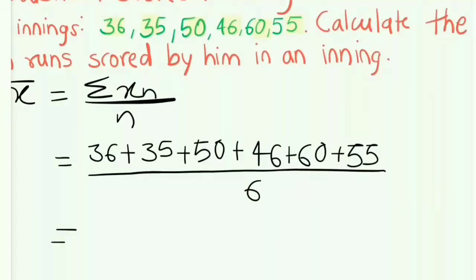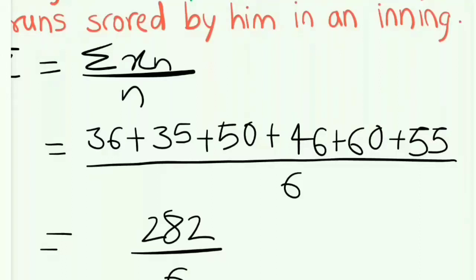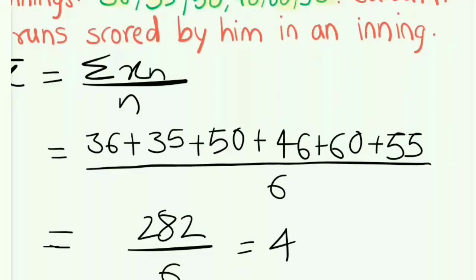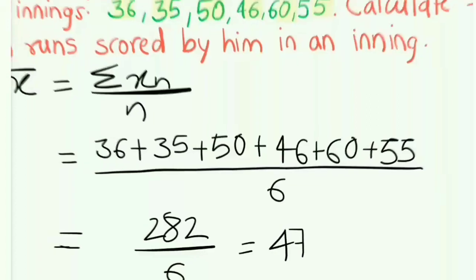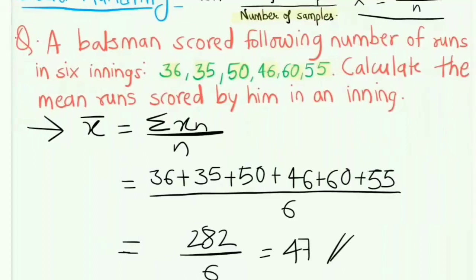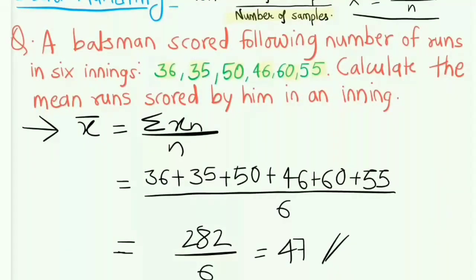6 is the number of samples. 36, 35, and so on, the sum is 282 divided by 6, which is equal to 6 4s are 24, 4 remains, 4 2 6 7s are 42. So he scored 47 runs per inning on an average. So I hope you are getting the hang of how to calculate average or arithmetic mean.